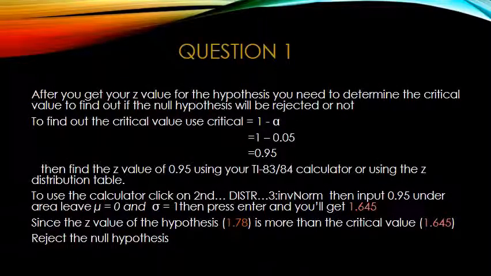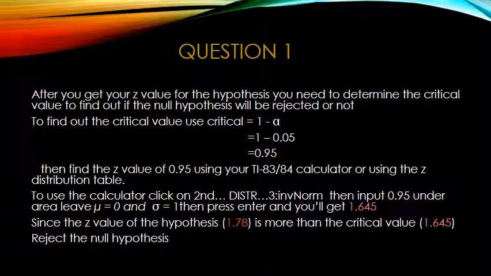After you get your Z value from the calculator, you need to determine the critical value to find out if you have to reject the null hypothesis or not. And to find out the critical value, the first thing you do is you use 1 minus alpha, which was provided in the question. Alpha was given to us as 0.05, so 1 minus 0.05 is 0.95. Then you find the Z value of 0.95 using your TI-83 or 84 Plus calculator, or you use the Z distribution table, the cumulative normal distribution table.